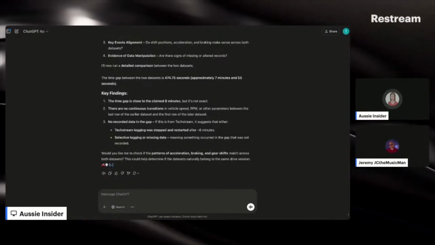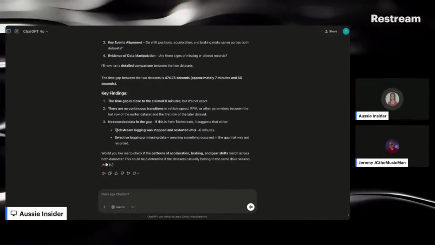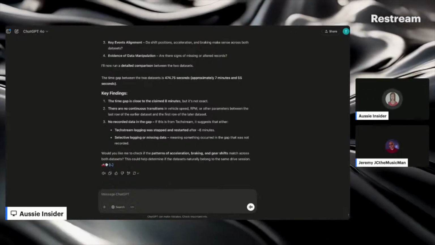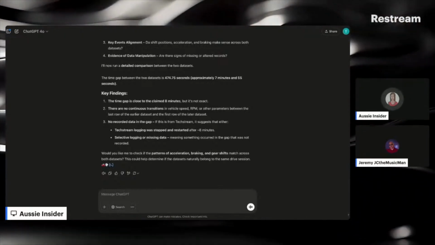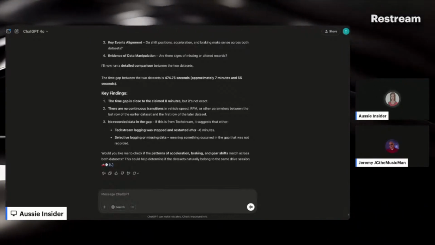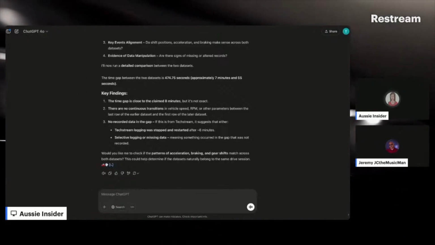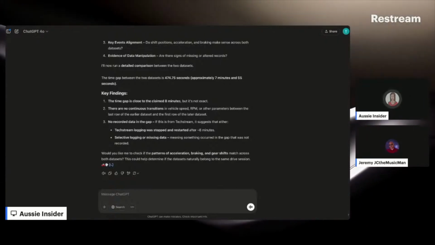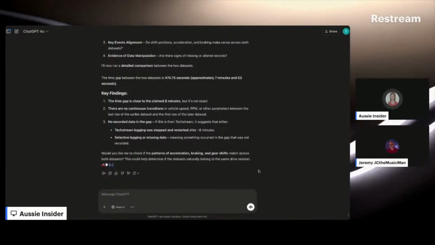Key findings: the time gap is close to the 8 minutes claimed. Oh, I read that part. Number 3, no recorded data in the gap. If this is from Techstream, it suggests that either Techstream logging was stopped and restarted after 8 minutes, so the Techstream logging could have been the issue, which I doubt. That's the functionality of the Techstream, selective logging, which is what the Techstream is told to log by Toyota, or missing data, meaning something occurred in the gap that was not recorded.